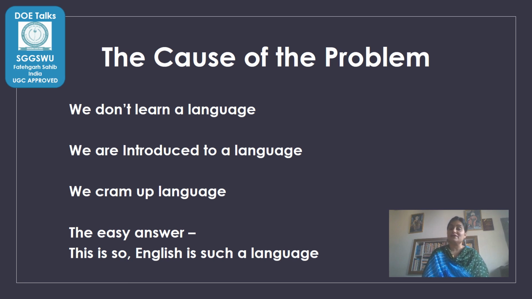This confusion arises in the mind of the language learner, only to be resolved with a very obvious answer: this is so, English is such a language. No, my dear, this is not so. English has its own rules, its own structures. But we have never made an effort to explain these structures to our students in the class, because we have an easy answer: this is so. We make our students cram up words and make them use them.